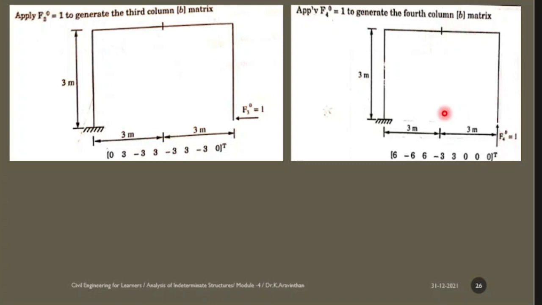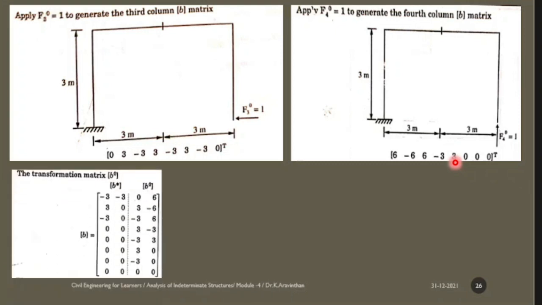Force into distance, what is the distance? 3. You will be taking force into distance as 3, hence you get minus 3 and plus 3. This is the way to get the transformation matrix. If you know this step, the problem is very easy. It is only multiplication after this process, but if you do not know this process, it is very hard to cross this. In the matrix flexibility method, the hardest part is finding the beta matrix.